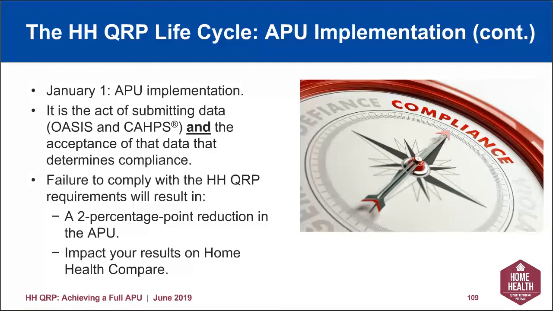In summary, it is the act of submitting the data and the acceptance of that data that determines compliance. A failure to comply with the home health QRP requirements will result in a 2% reduction in the APU, and it will impact your results in Home Health Compare.